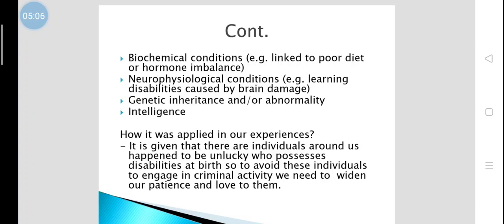How was it applied in our experiences? It is a given that there are individuals around us who happen to be unlucky and possess disabilities at birth. To avoid these individuals engaging in criminal activity, we need to widen our patience and love for them. Instead of bullying this kind of people, why don't you just share your love with them? Understand them. Show that you care for them, especially if one of your family members is like this. Do not show discrimination. Just because they are not normal, do not show that they are not like you. So you have to show care and be patient also.